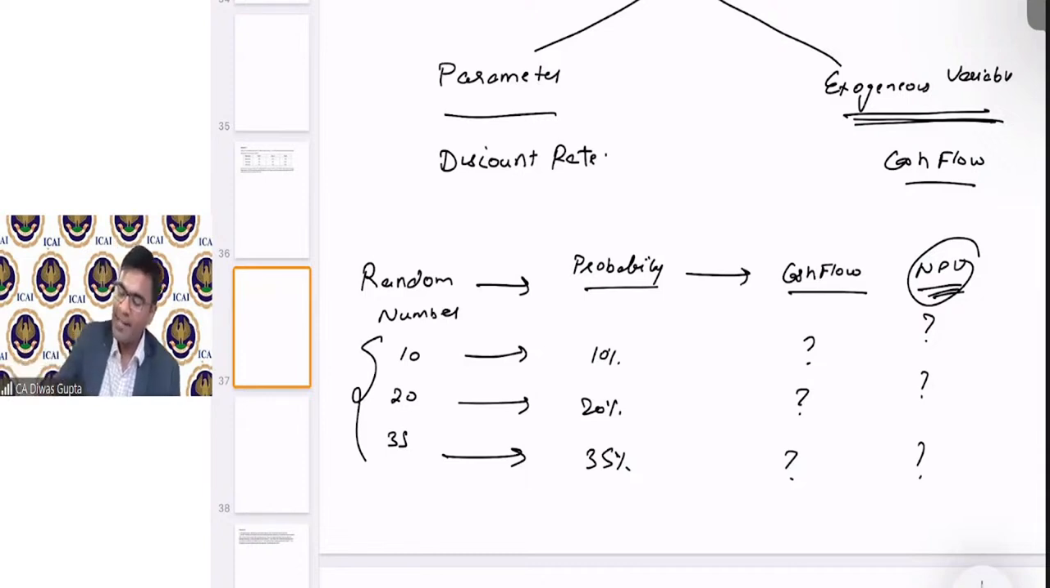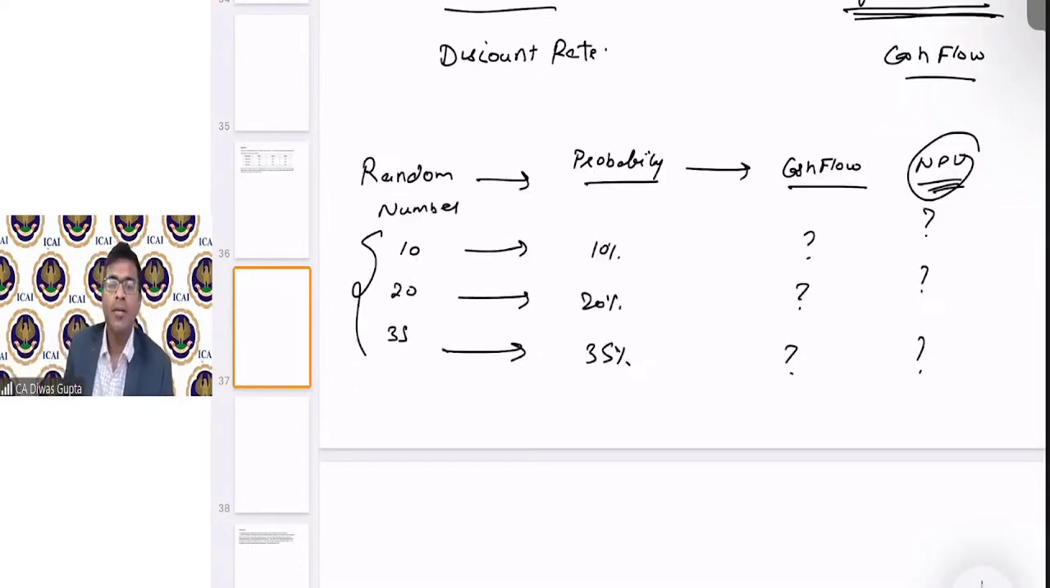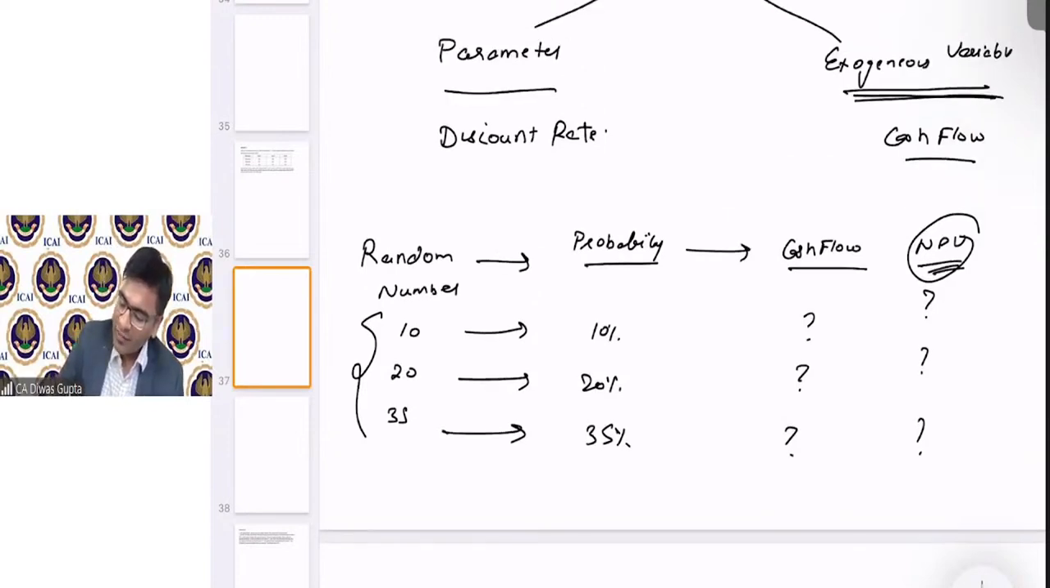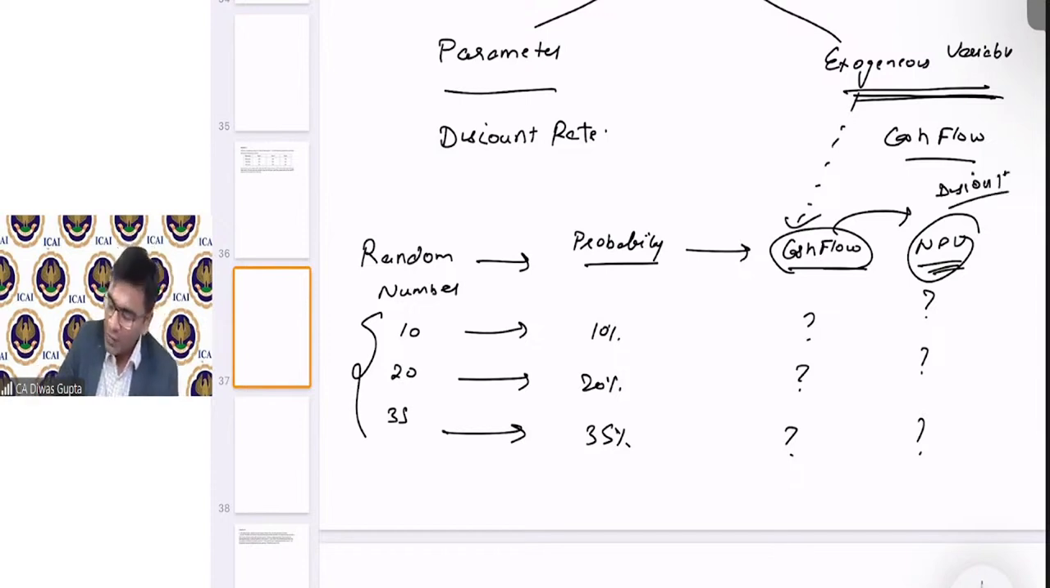Right. So NPV is like this. Here, while calculating from cash flow to NPV, cash flow becomes our exogenous variable, and the discount rate that we have used will remain fixed, right? The discount rate is not changing in the different scenarios. Hence, it is called a parameter, because we have kept that fixed. Okay, students?